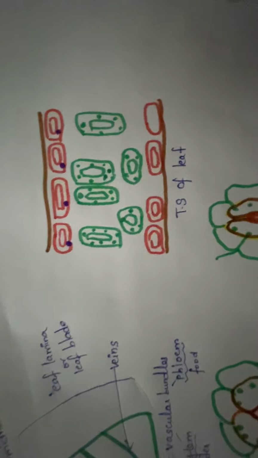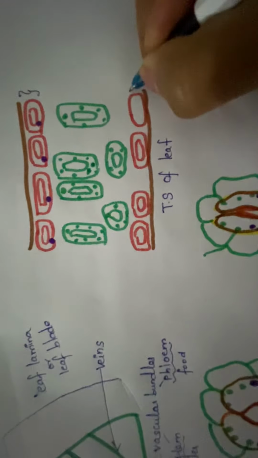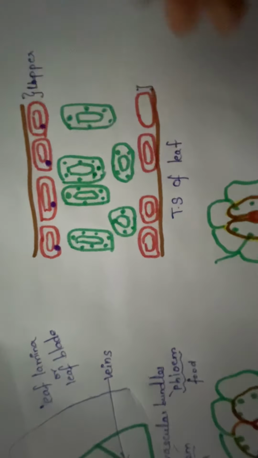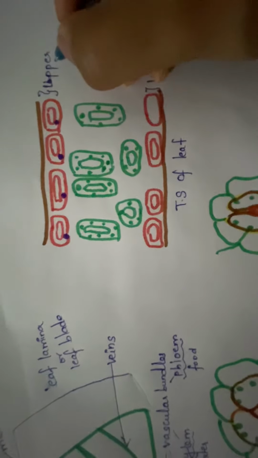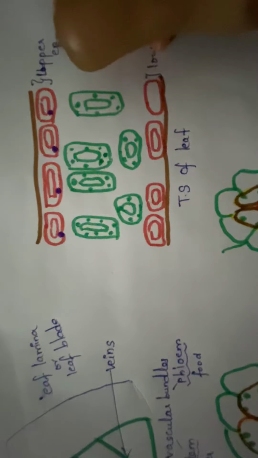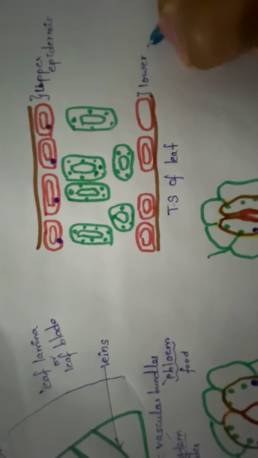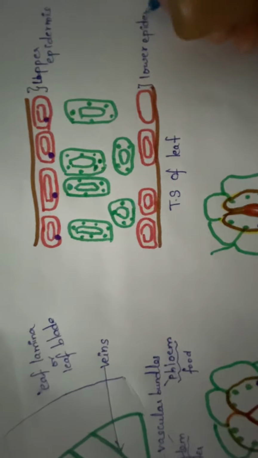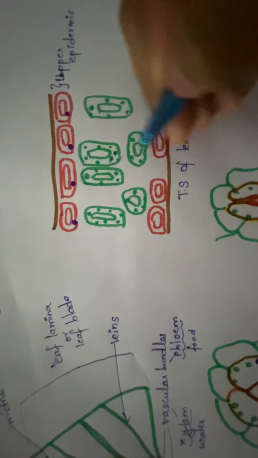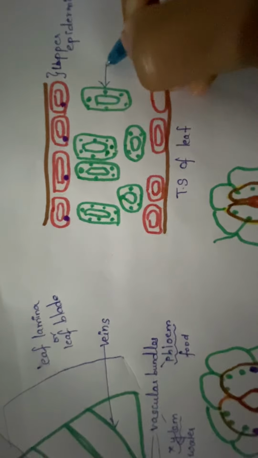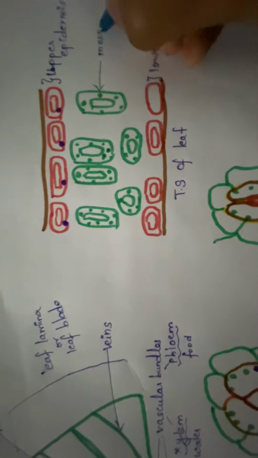Now children, this is the structure of TS of leaf. This is the upper layer, this is the lower layer. As we know, the outer layer of the leaf or the plant body is known as epidermis. We will call this the upper epidermis, and this the lower epidermis. Now in between the upper epidermis and lower epidermis, there are these rectangular shaped cells which are called mesophyll cells.